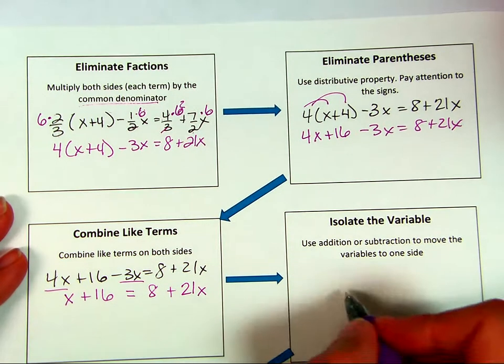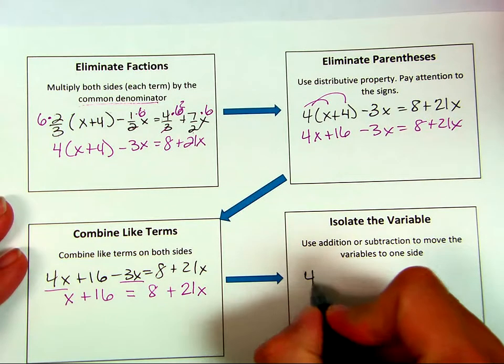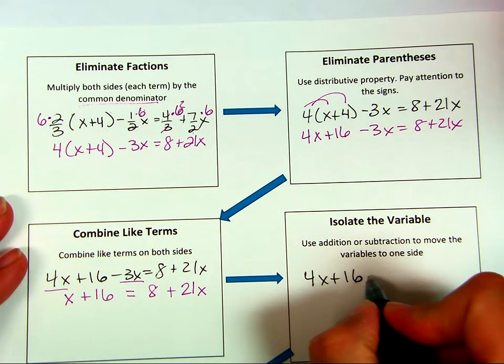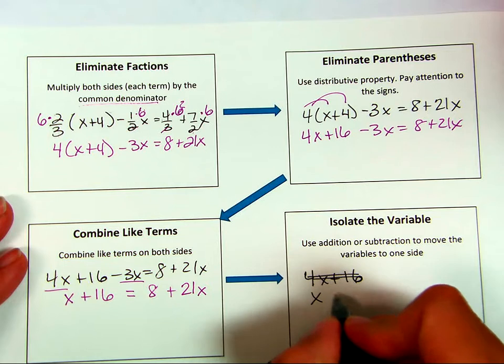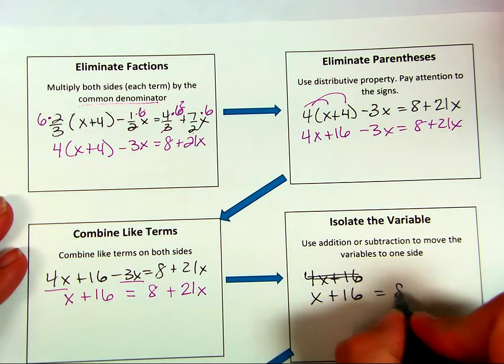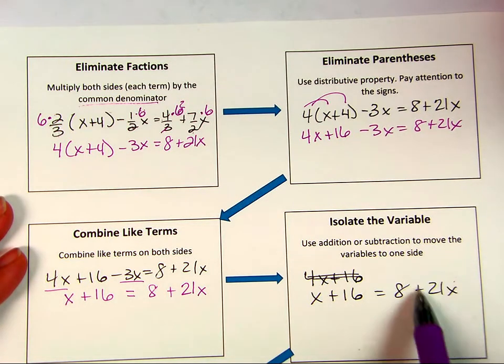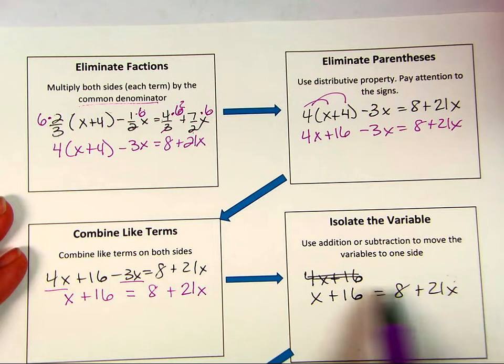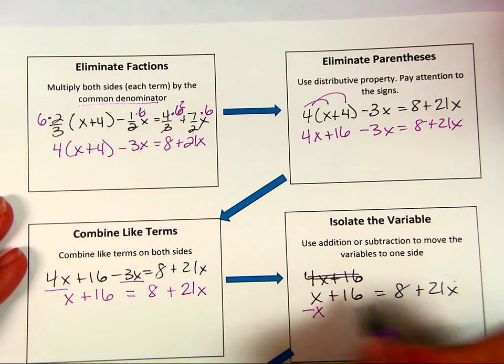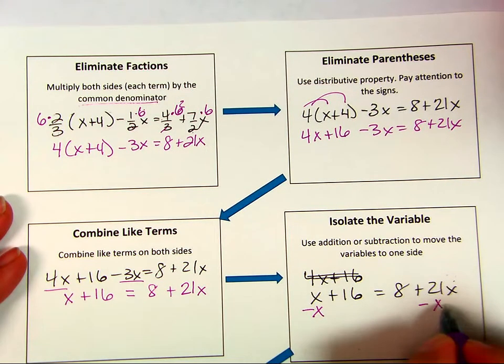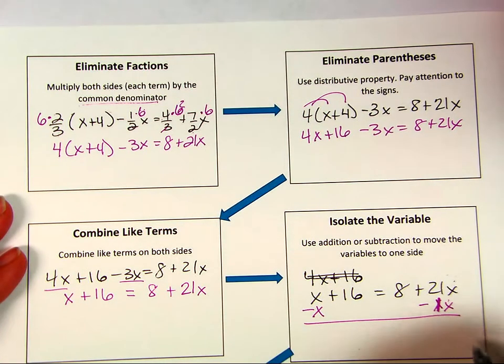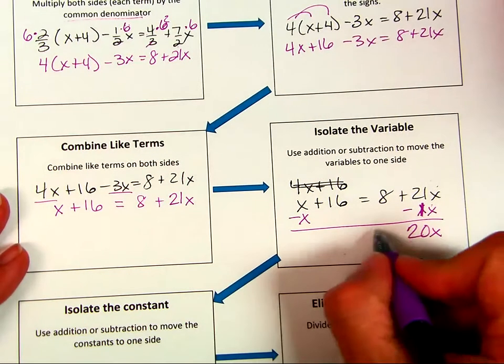Okay, now we're going to move over here. Isolate the variable means to get the variable expression all on one side. You can choose either the left or right. I look at my x's and I use the biggest one and I move things over there. That way I don't have to worry about a negative. If I moved the 21x over to the left side, that's a 1x, then I would have a negative 20x. But now I have a positive 20x because I moved it over to this side. So I still have the 8.